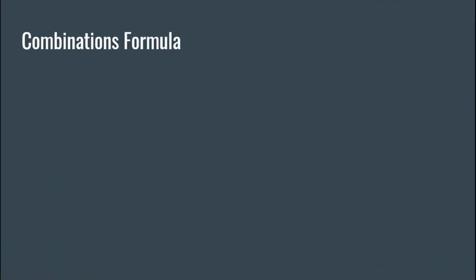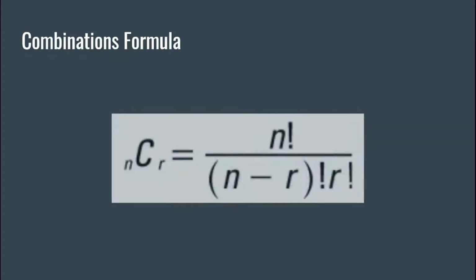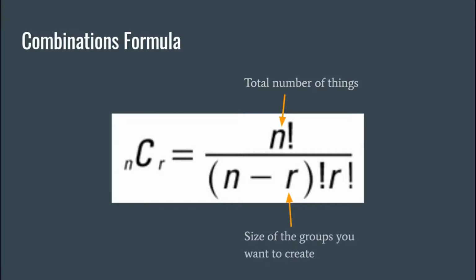Okay, so let's start with the combinations formula. This is the formula for combinations, and you're thinking, wow, that's a mess. So this n here is your total number of things, while this r here is the size of groups you want to create. And the exclamation point you've seen in my other video for factorials, because that means factorial. If you need a refresher, check out that video. Again, that was the video on factorials.